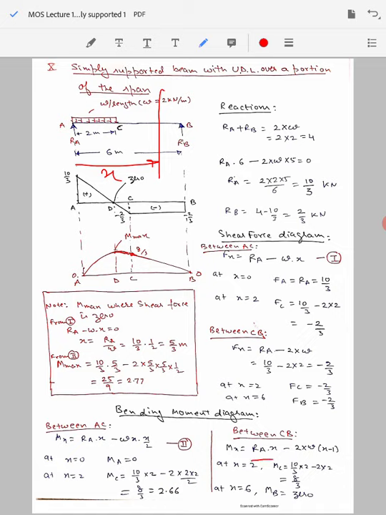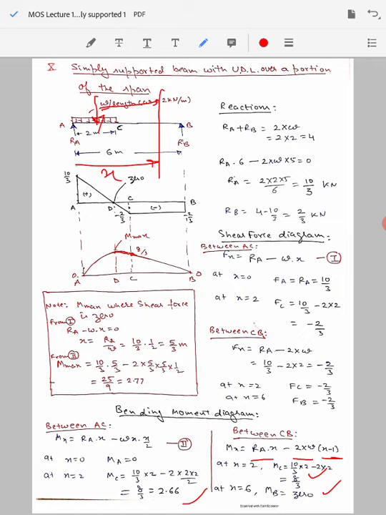Because of the applied load W per unit length, which is acting over 2 meters, there will be a force of 2 into W acting here in the downward direction. As I told you earlier, we can assume it to act as a point load at the center of this span of 2 meters. So that means it will be acting at a distance of x minus 1 meter, which appears here in this equation. When you substitute x equal to 2, you get the value of MC as 8 by 3 as we have obtained earlier, and MB will be 0.